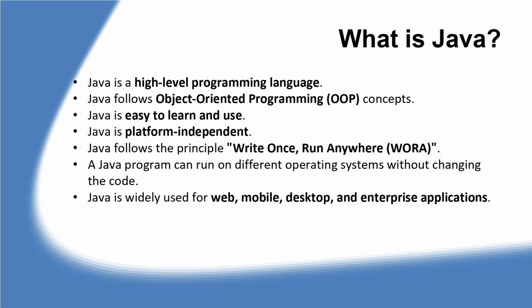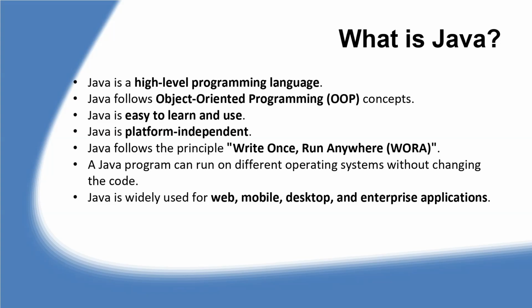So first question is, what is Java? Java is a high-level object-oriented programming language developed by Sun Microsystems in 1995. It was created by James Gosling and his team with the goal of building software that could run on different platforms without requiring code changes. Java follows the principle write once, run anywhere.